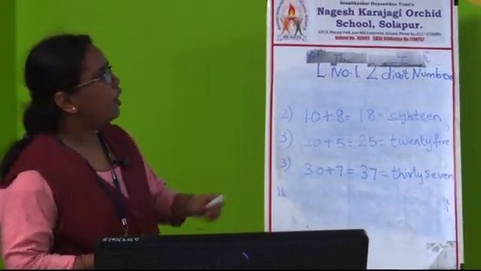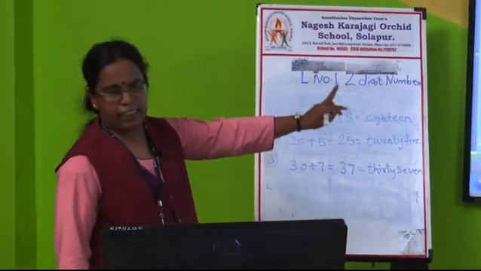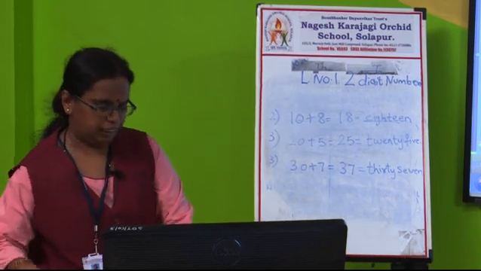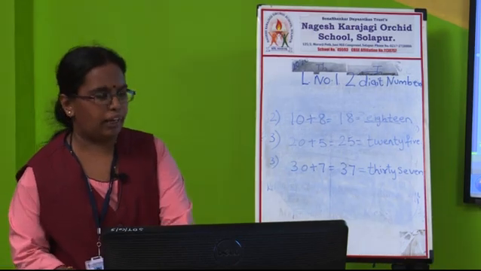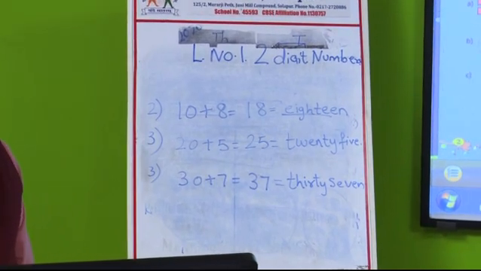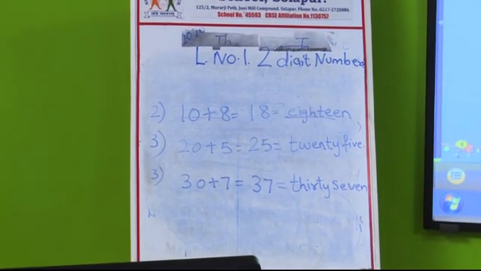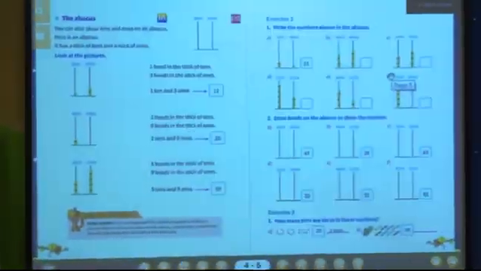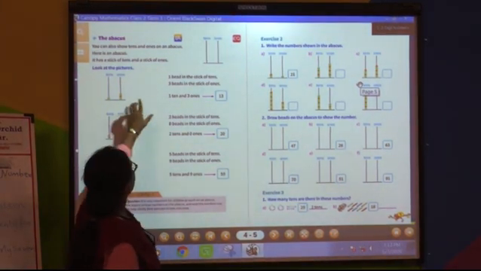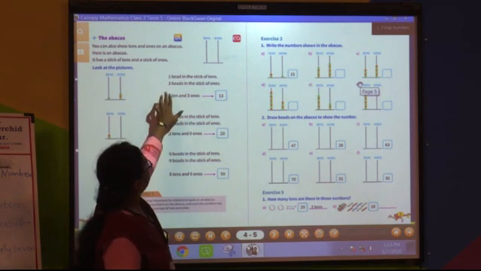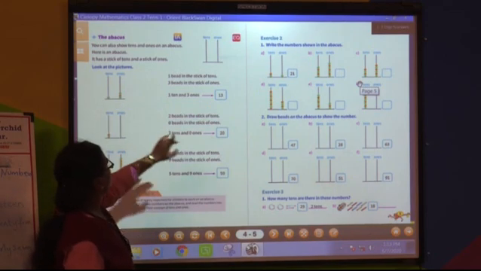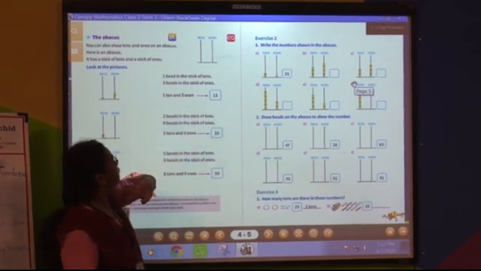Okay, now children, the remaining exercise you can solve as homework. So, we shall turn to the next topic, that is the abacus. Now, see here, in this abacus you can also show tens and ones. Now, see here, 1 bead on the stick of tens and 3 beads on the stick of ones. Now, here 1 ten and 3 ones, that is 13.